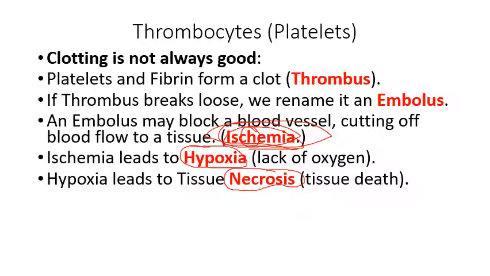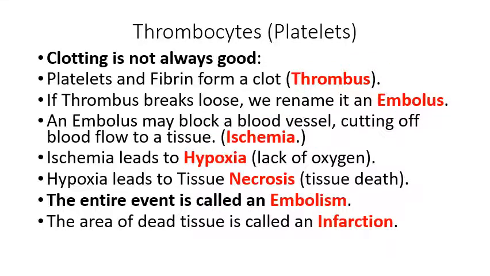Right, so you start out with a thrombus. If it breaks loose, you have an embolus that's wandering around the body. If the embolus blocks off a blood vessel, it's called ischemia. That leads to hypoxia, which can lead to necrosis or death of the tissues. The entire event, if that happens, is referred to as an embolism. Right? And the area of tissue that got killed as a result of the embolism is called an infarction.